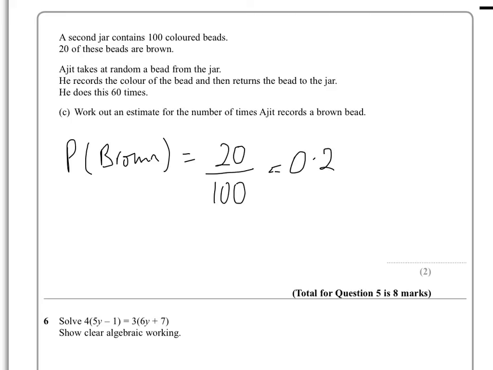Now again, because he replaces the bead, so it says he returns the bead to the jar. Because he does that, imagine I do this the first time, the probability is 20 out of 100. When I do it the second time, there's still 100 beads and there's still 20 brown ones within there, so again that will be another 0.2. Every time of the 60 that I do that, I'll get a probability of 0.2. So that means that, to work out an estimate for how many times out of 60 you'd expect a brown bead, 0.2 times 60 is 12.